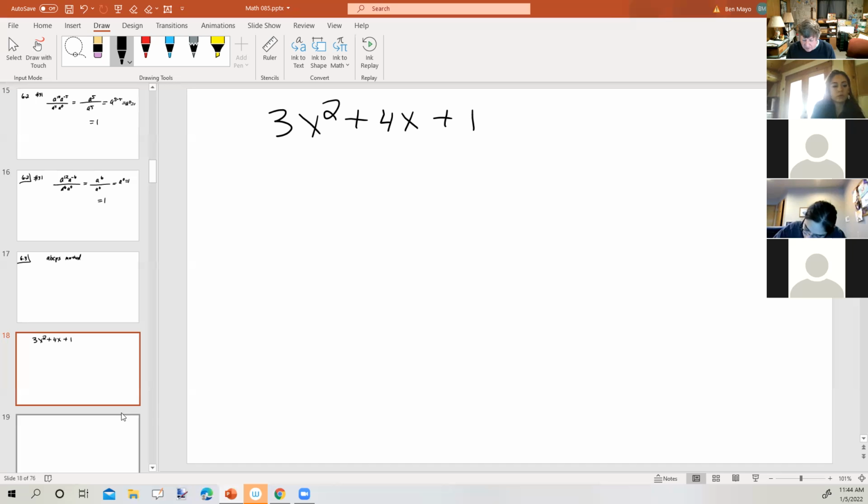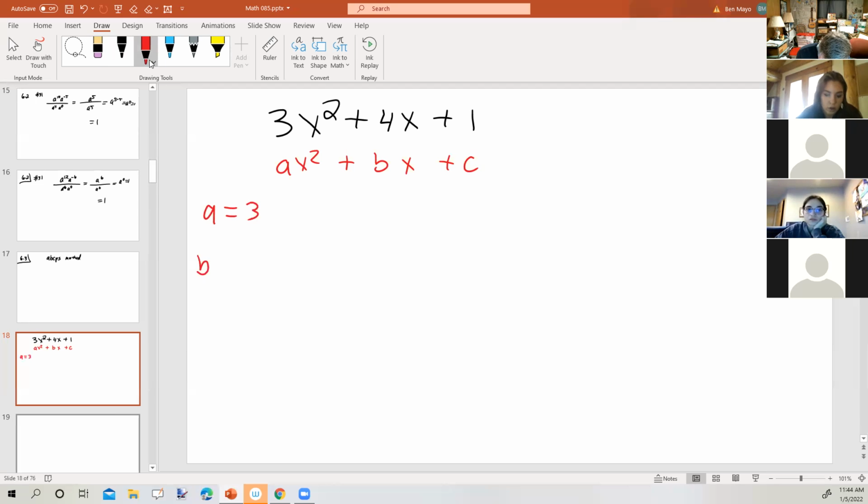So we can't just go in and say the product is 1 and the sum is 4 and jump right into the answer. We can't do that, okay? What I want to point out is that in terms of standard form, this would be ax squared plus bx plus c. So for this problem, a is 3, b is 4, and c is 1, okay? So the coefficients of each term in standard form, a, b, c, are 3, 4, and positive 1.